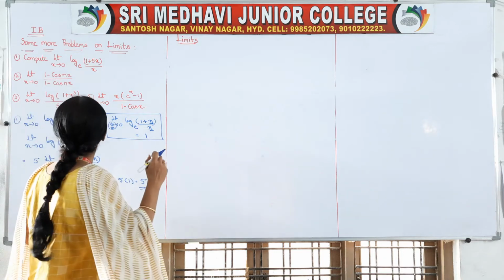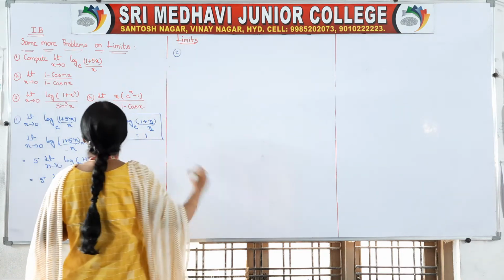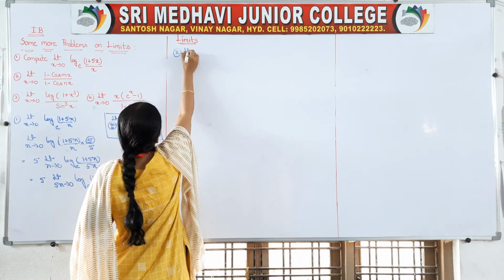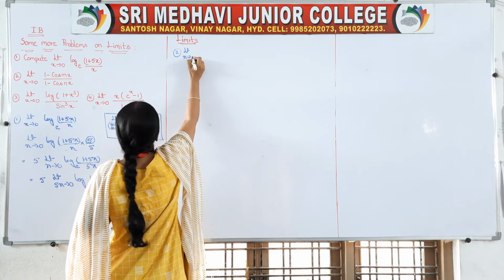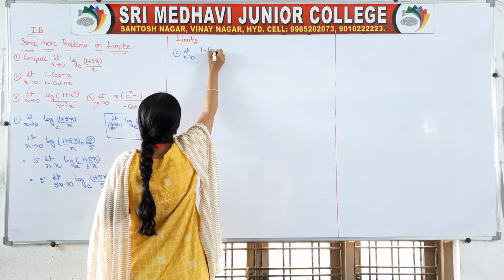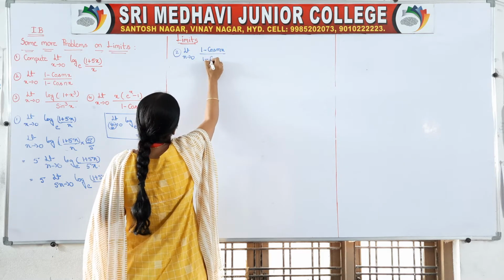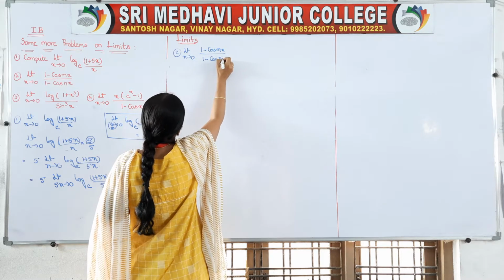Okay, so next come to the second question. What is your second question? Limit x tends to 0 of 1 minus cos mx divided by 1 minus cos nx.